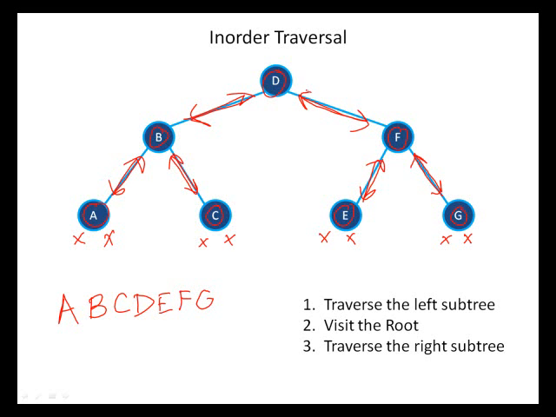When in-order traversal is used with a binary search tree, where each left child is less than the root, and each right child is greater than the root, such as the one here, the traversal will display the keys in order from least to greatest.